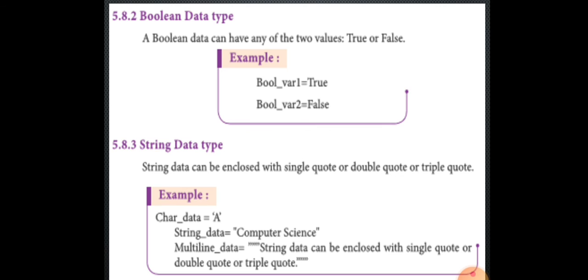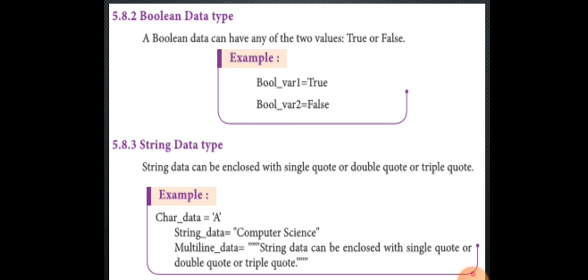Okay, and then see the next variable here. character_data is just a variable name. It is only the variable name given to that value a. string_data is equal to computer science. This computer science is enclosed with double quotes. Multi-line data, I already told, triple quotes are used to specify string values of more than one line. So multi_line_data is equal to, within triple quotes, string data can be enclosed with a single quote or double quote or triple quotes.